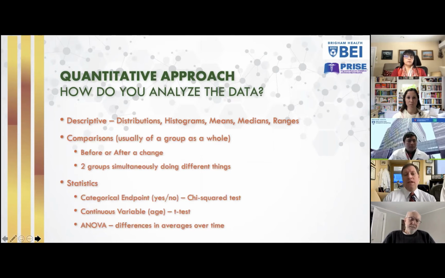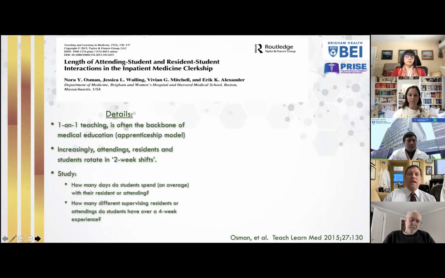We often will think about a categorical endpoint. If so, we're going to use chi-squared, or a similar test, as our statistical analysis. If it's a continuous variable like age, for example, we'll use more of a test akin to a t-test. Here's an example of that.